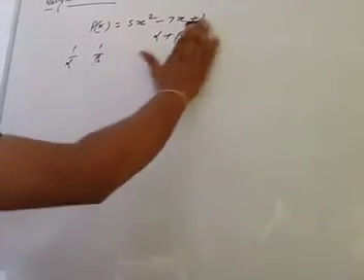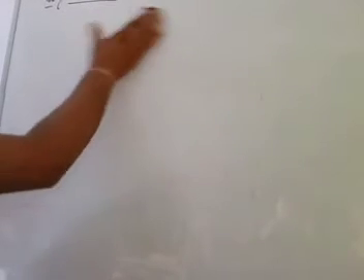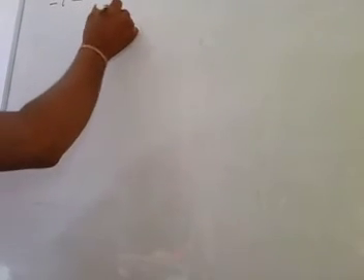See, he says if alpha and beta are the zeros of polynomial f(x), the polynomial given is x square plus x minus 2.